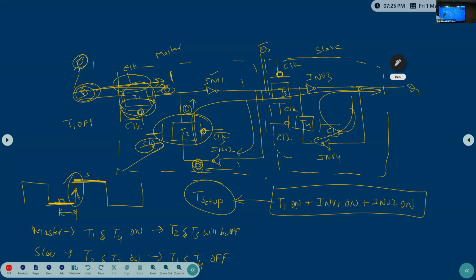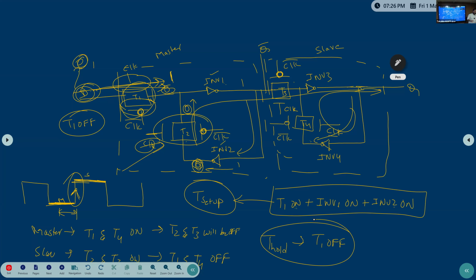T1 off time. Before the clock edge, data should be stable. So that is the setup time. After the clock edge, up to this T1 off time, the data should not be changed. Data should be the same. So that is hold time. T hold equals T1 off time. Note down the hold time definition.